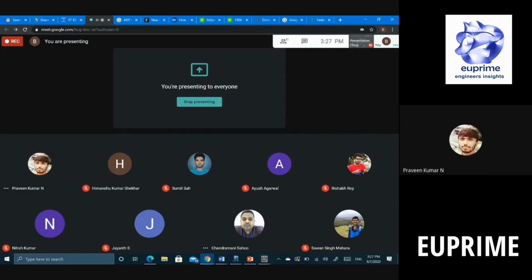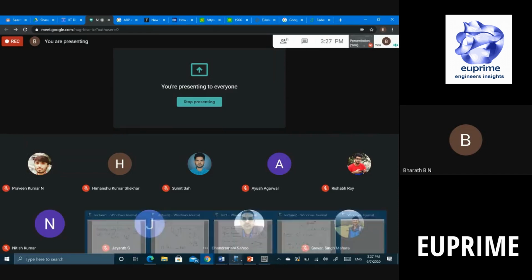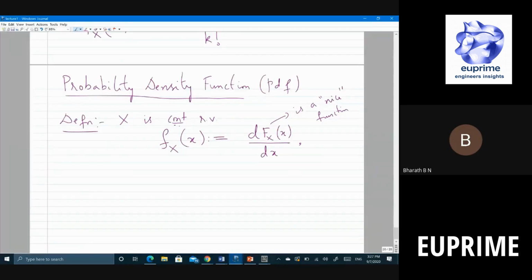So what does this mean? This means that if you look at the CDF, F_X of x, I can write this in integral form: minus infinity to x, f_X of t dt. So what is this? This is saying the probability that X is less than or equal to x.